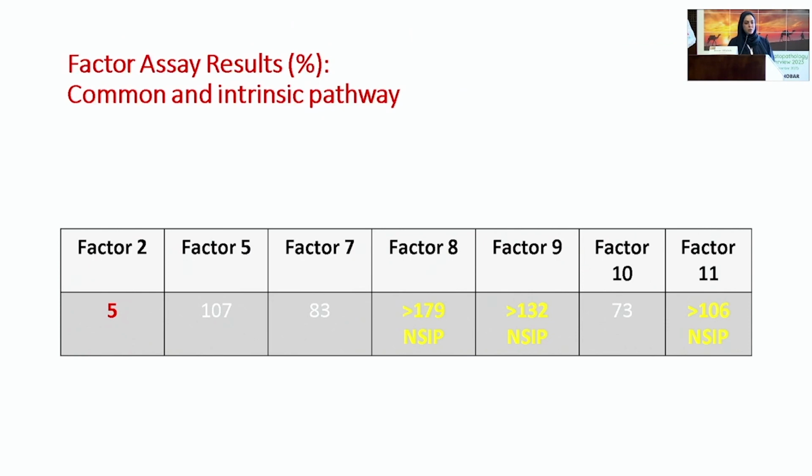This is the factor assays. At that point, we decided to do the common and intrinsic pathway. Factor 2 was repeated twice, very low. Factor 5, 7, and 10 within normal limits. Factor 8, 9, and 11: first, I was contacted by the lab and told they were extremely low, but on multiple dilutions, they started to increase. So they were displaying a non-specific inhibitor pattern.